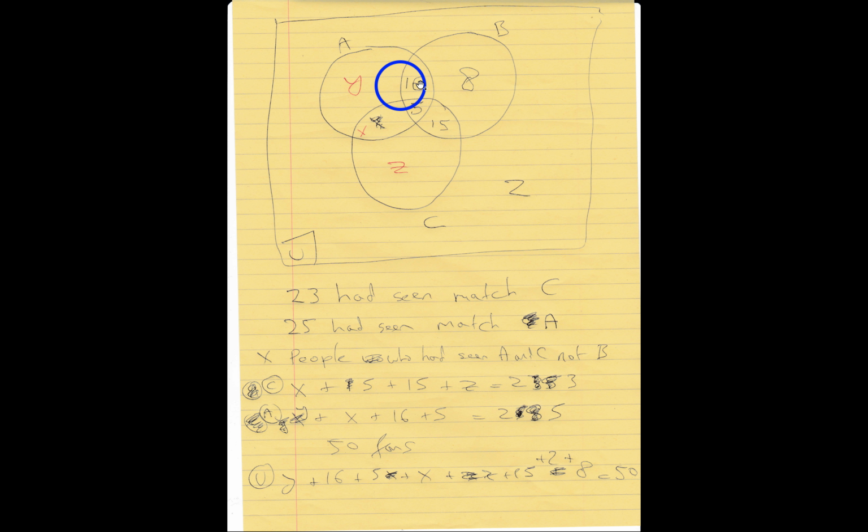Okay, so you can see what happens here. We don't have information on the number of people who just went to match A. We don't have any information on the number of people who went to match A and C. And we don't have any information on the people who went to see just match C on its own.